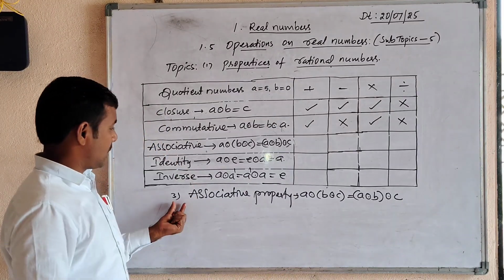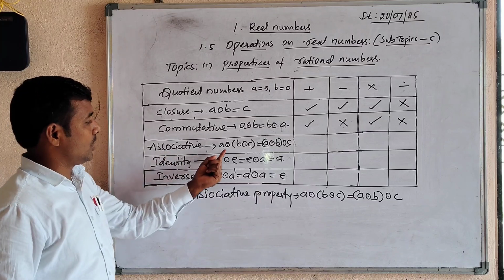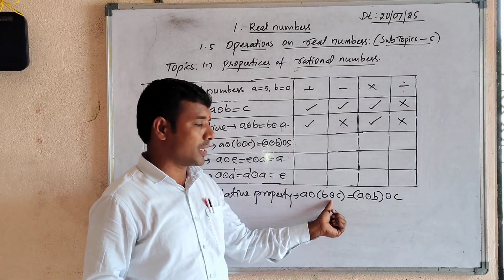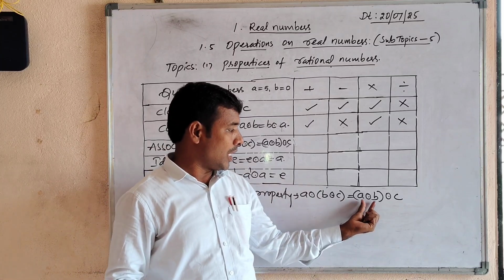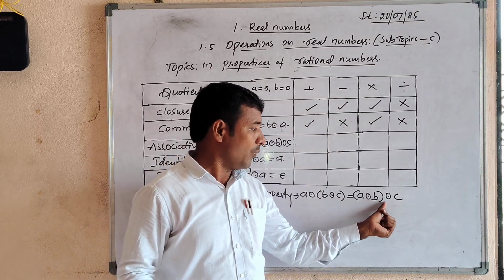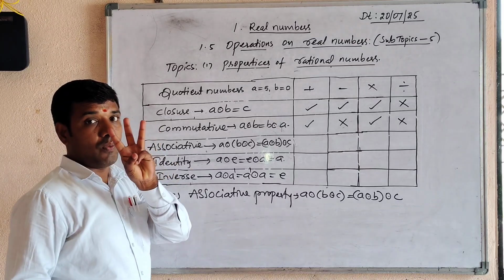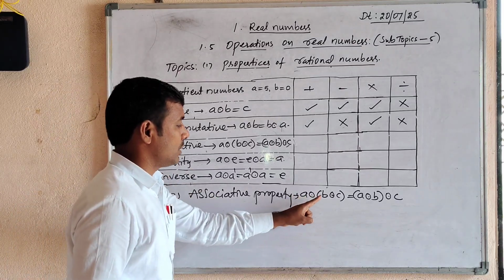Right students? See the third one. What is the third one? Associative property. Its rule is A ∘ (B ∘ C) is equal to (A ∘ B) ∘ C. In this we have to choose three figures: one is A, one is B, one is C.